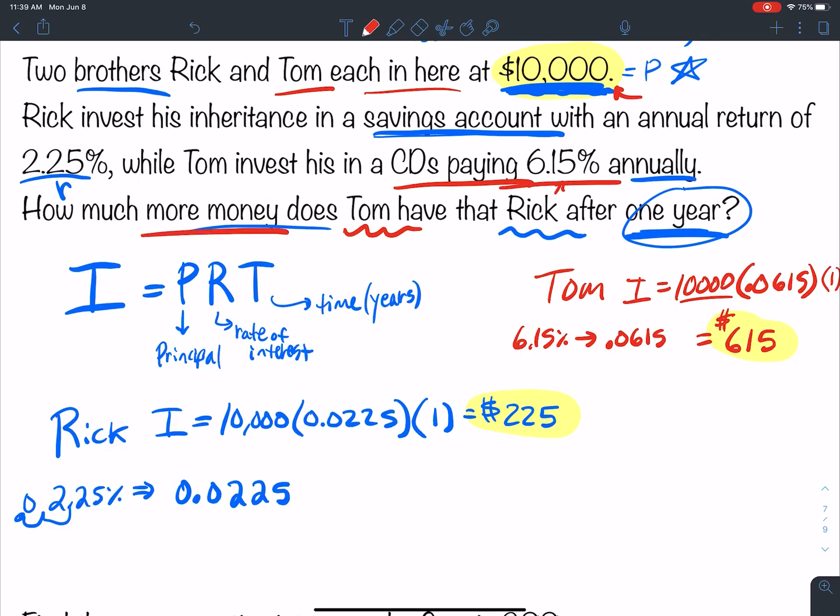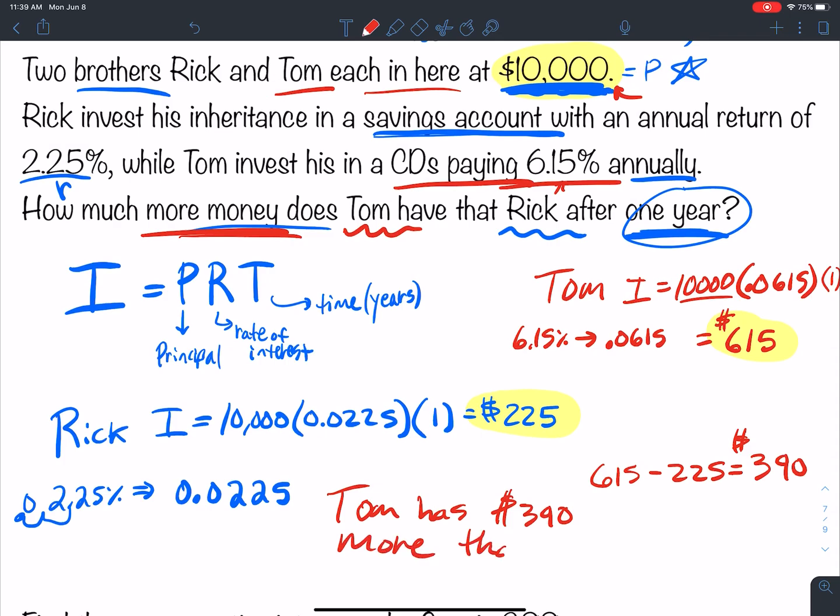So how much more money does Tom have? $615 minus $225 gets me $390. So that tells me that Tom has $390 more than Rick.